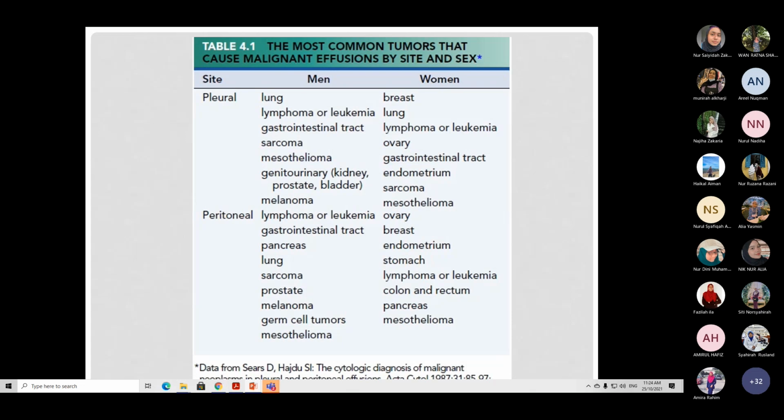Okay, here in this table it shows you the most common tumors that can cause malignant effusion. I've already mentioned them just now, but this one I summarize in table format. You can see this is in order. For men, lung; for women, breast, but lung is also second in women. And peritoneal, like lymphoma, GI tract, and ovary for women.